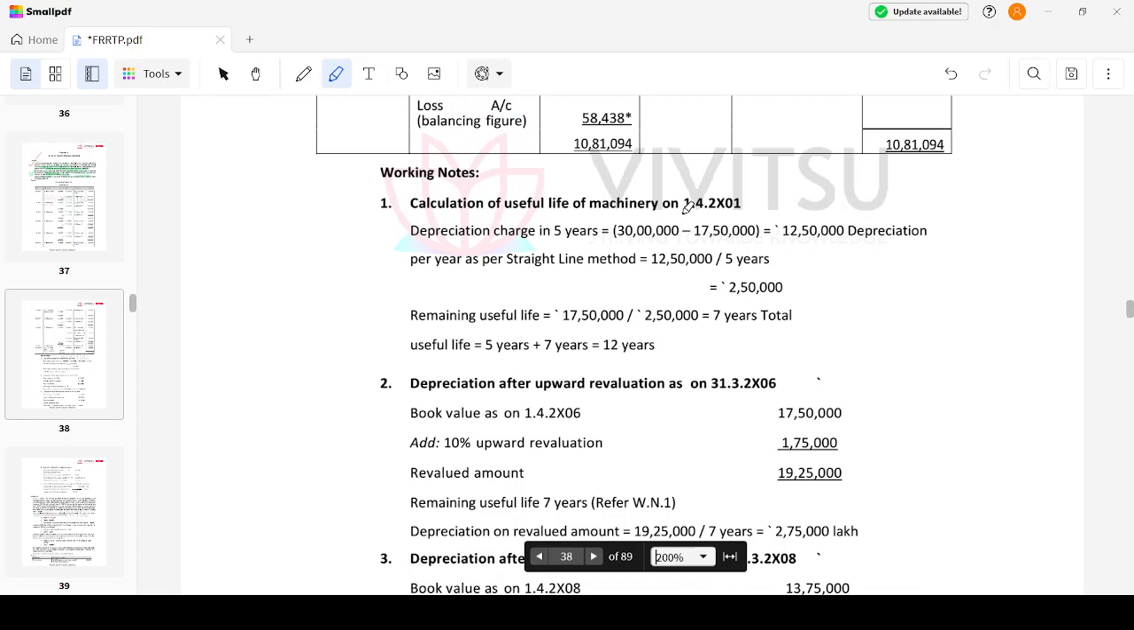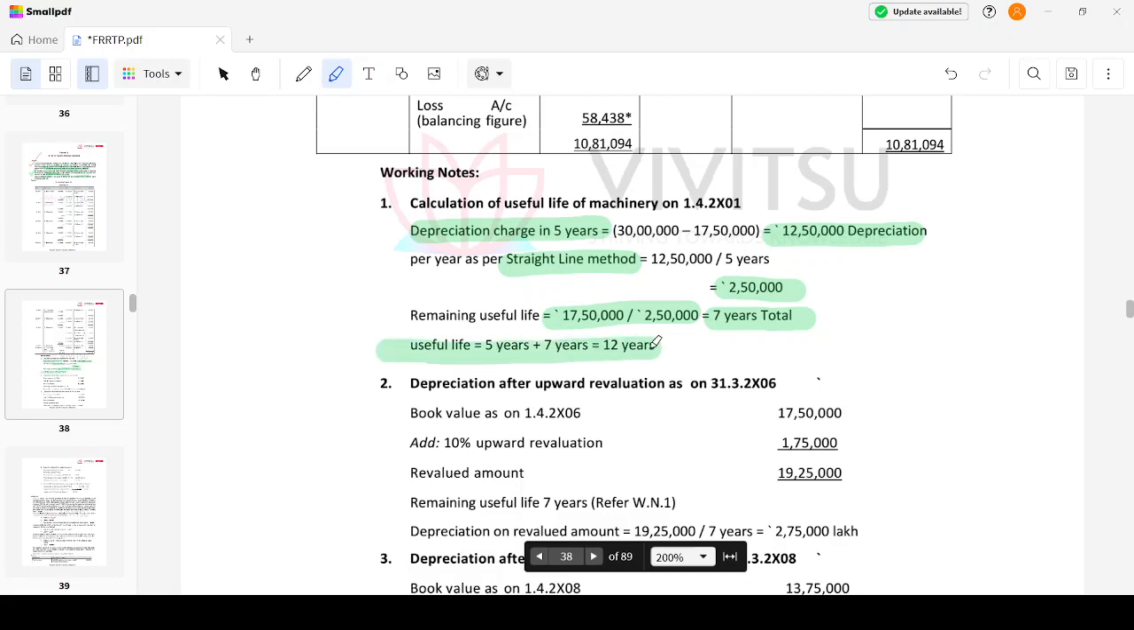Calculation of useful life of the machinery on 1/4/20x1. See, I have depreciation charge for 5 years, 12,50,000, and per straight line method it is 2,50,000, and remaining useful life is 17,50,000 divided by 2,50,000, which is nothing but 7 years. So total useful life is 12 years. Understood?